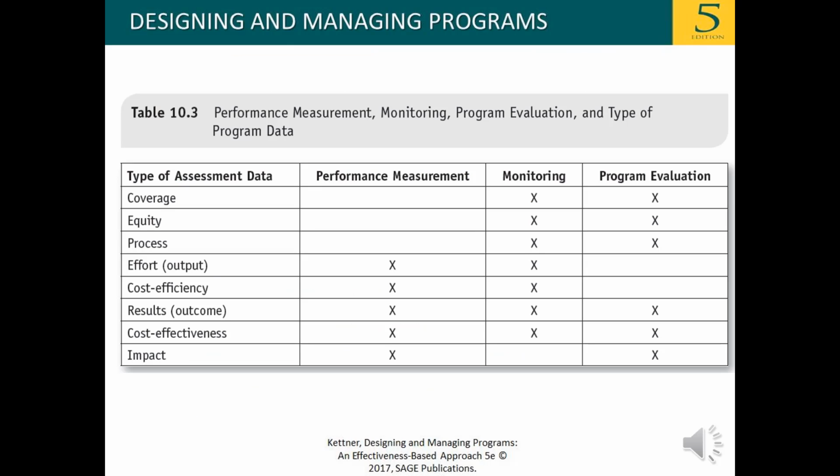So looking here at performance measurement, monitoring, program evaluation, and type of program data with Table 10.3 here. You notice coverage, both monitoring and program evaluation. The assessment data equity, we notice again, monitoring and program evaluation, and same for process here with our assessment data. When we start looking at effort and cost efficiency here, we see performance measurement and monitoring are the levels. When we look at results and cost effectiveness, we see performance measurement, monitoring, and program evaluation. And then with impact, we see performance measurement and program evaluation, but not related to monitoring.